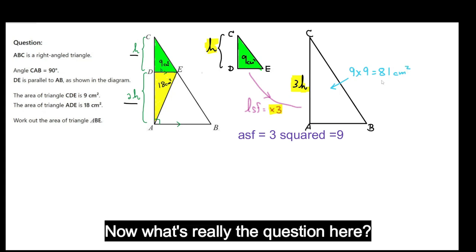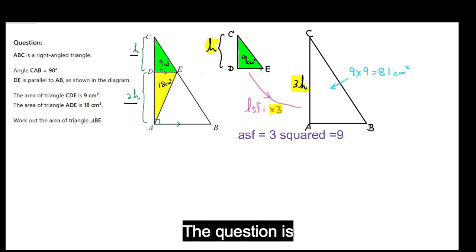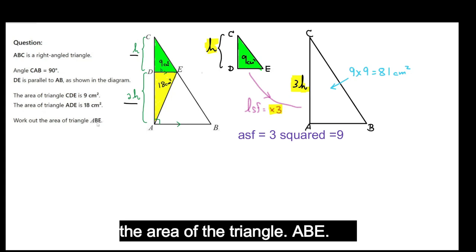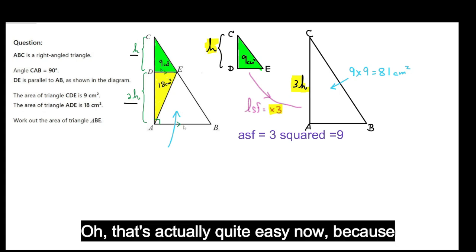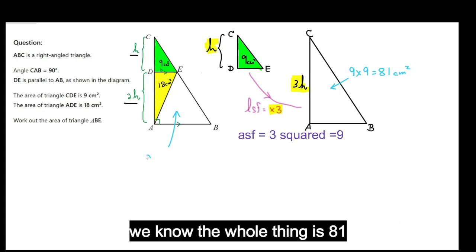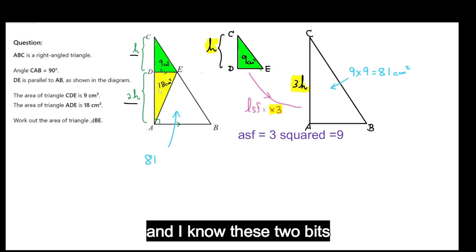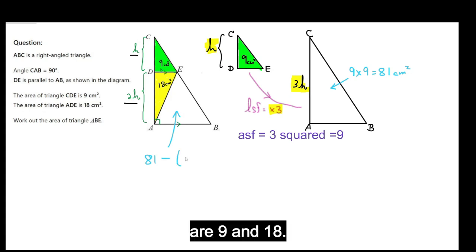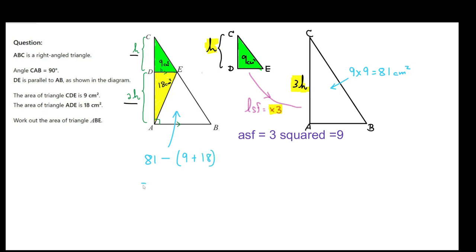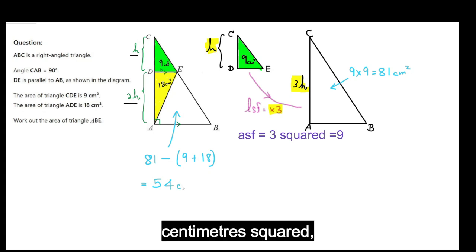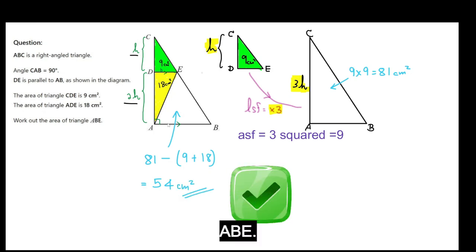Now what's really the question here? The question is the area of the triangle ABE. ABE is this white triangle here. Oh, that's actually quite easy now because we know the whole thing is 81. And I know these two bits are 9 and 18. If I just take away those two from that, I get 54 centimeters squared, which is the area of ABE.